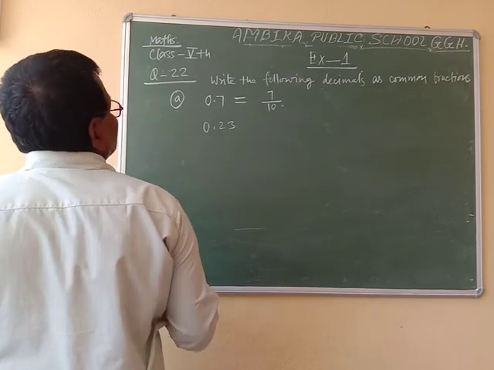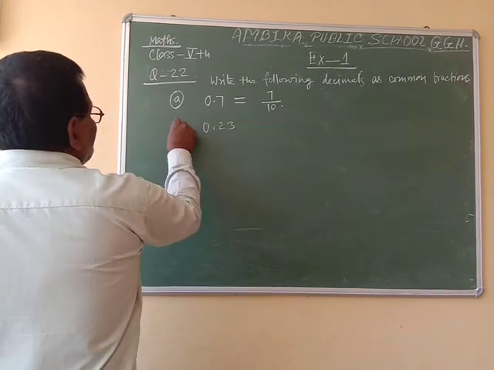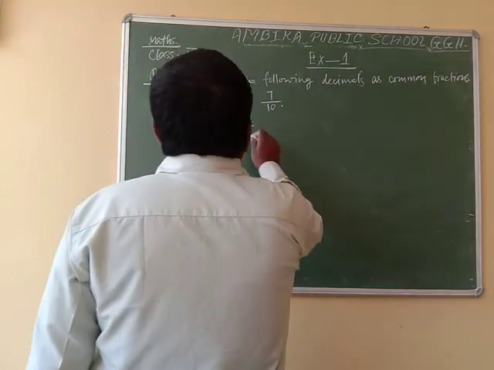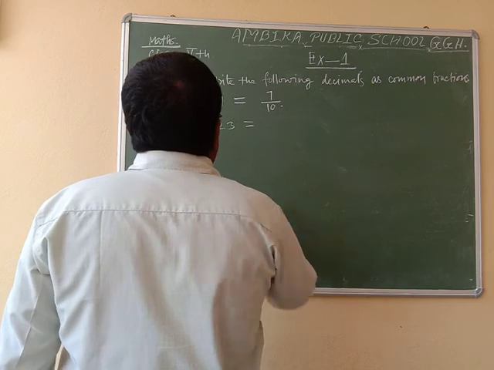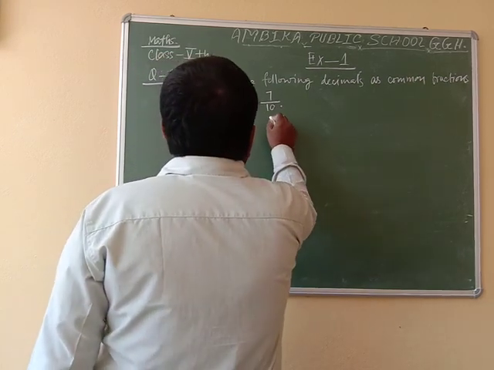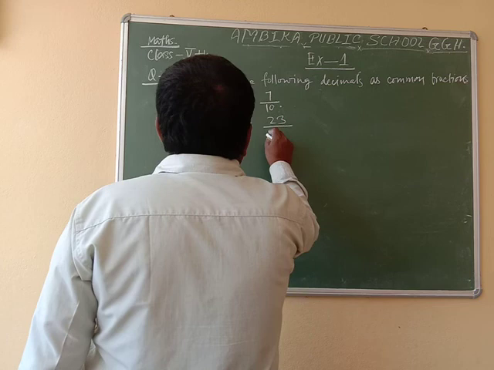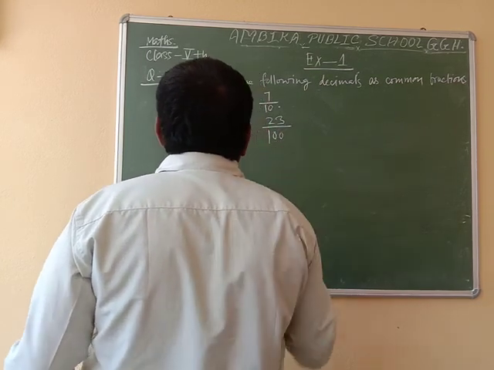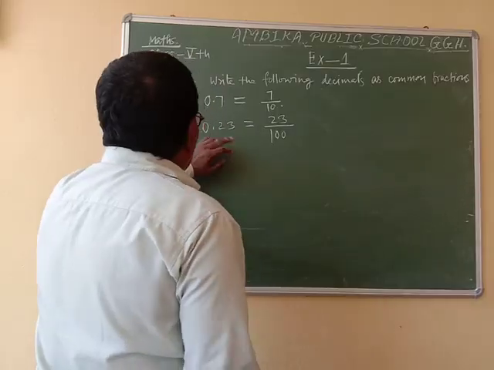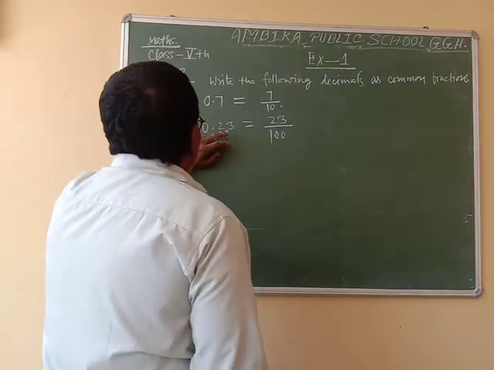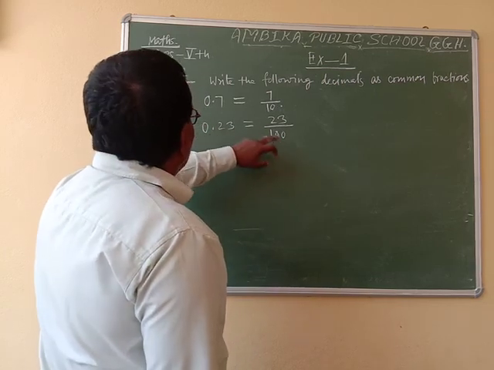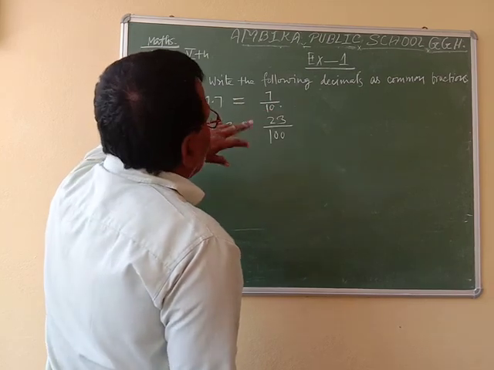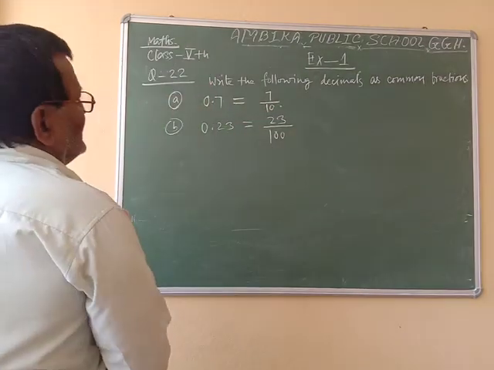This is a common fraction. Similarly, 0.23, then we can write for 0.23 is equal to 23 by 1 after 2 0. We write 100. And after decimal there are 2 digits. So for 23 we write 2 0. And for 1 digit we write 1 0. So you can change it into common fraction in this way.